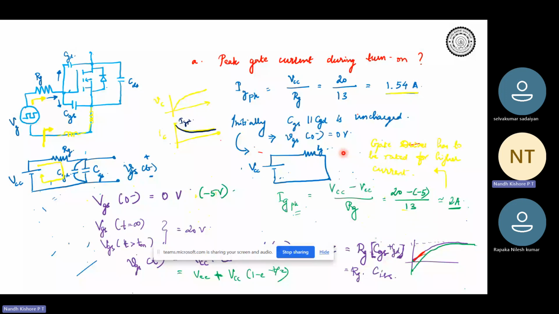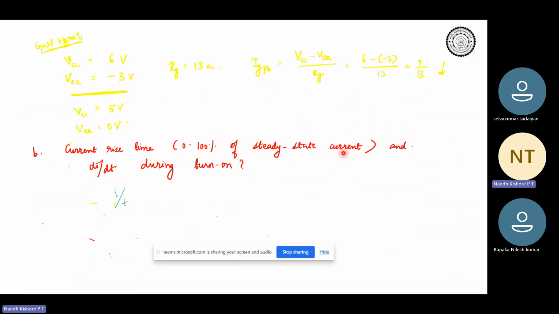I think this was pretty straightforward. So the next question was, what is the current rise time, right? When the current is rising from 0 to 100%. So what is the current rise time and what is the di by dt? So this was question number B, and question number C was what is the voltage fall time? Voltage is falling from VDC to 0, and what is the dV by dt?